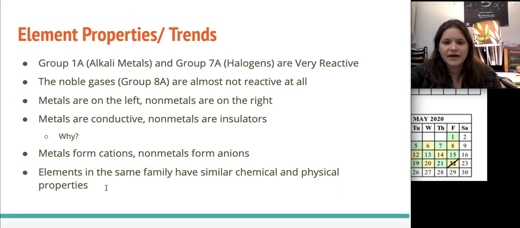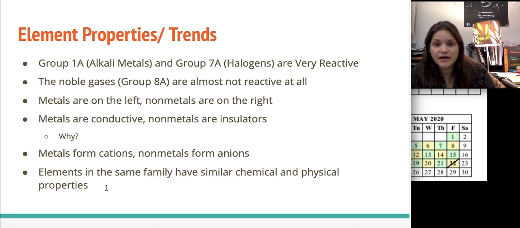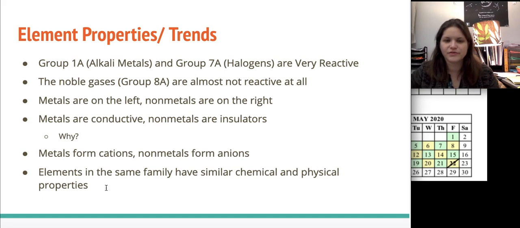And then we have that elements in the same family will have similar chemical and physical properties. So the same types of chemical reactions occur, but also similar properties like their color or state of matter, solid, liquid, gas, those kinds of things, how soft they are, how hard they are, those sorts of physical properties, but also chemical properties, how they react with other substances. Both of those things are true.